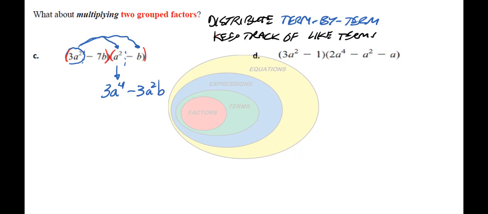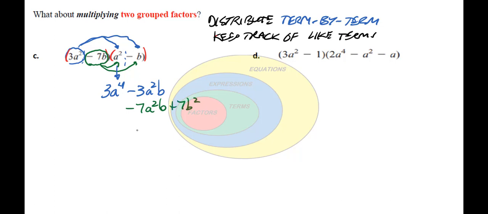So now I'm going to switch colors, but I'm going to take the next term in the first factor, which is the negative 7b, and distribute it to both of those terms. So if you notice, negative 7b times a squared would be a negative 7a squared b, and that's the same term that we got from the other distribution. Negative 7b times negative b would be a positive 7b squared.